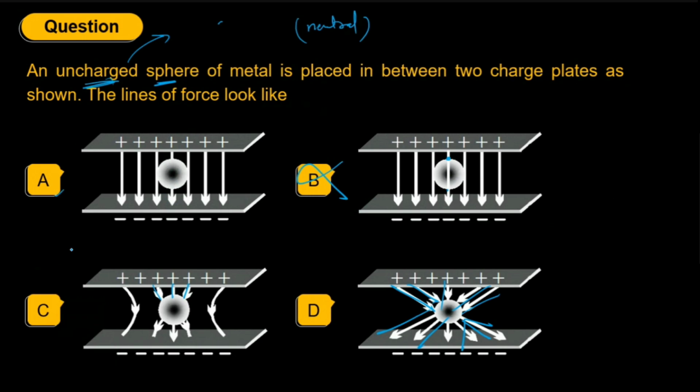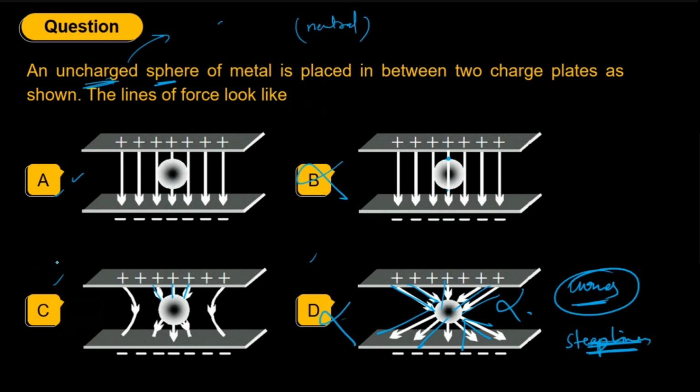So A, C, D, all of them can be possible. Now we have to think about how it is supposed to be. This one is highly wrong again, because electric field lines are supposed to form curves. This is what we studied, not steep lines. So it is not possible, and we have to neglect this as well. Now for these two, again, there are no curves. If there are no curves, only straight lines, it is also wrong. C is the most appropriate answer.